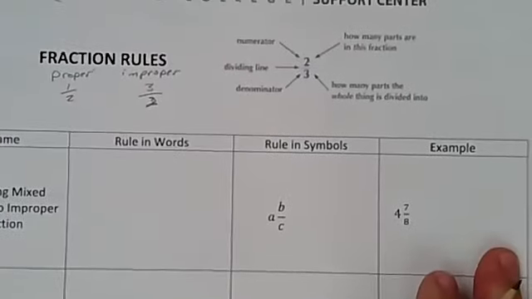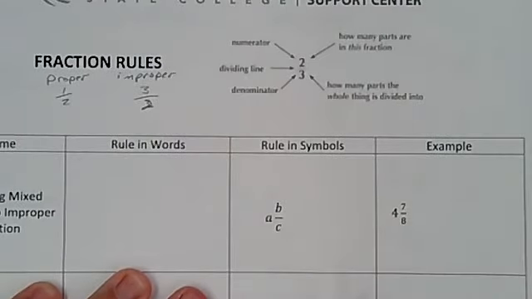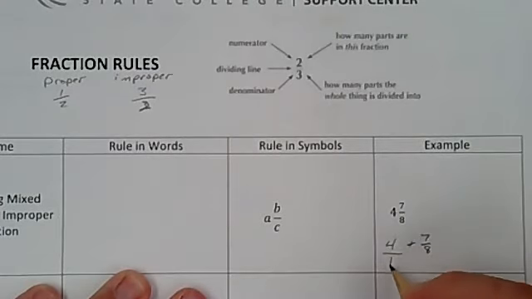Oftentimes, improper fractions are expressed as a mixed fraction. In this case, 4 and 7/8. We can consider 4 and 7/8 to be 4 plus 7/8. So it becomes an addition operation just like we did before. 4 as an integer can always be expressed as a fraction over 1. Then it becomes simple to multiply times the other denominator to get a least common denominator. And then we add the numerators.